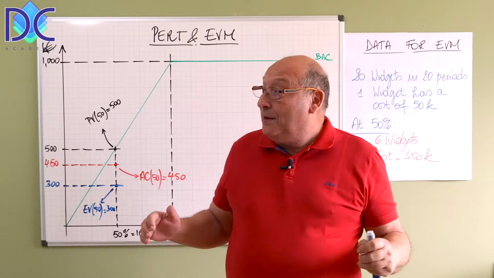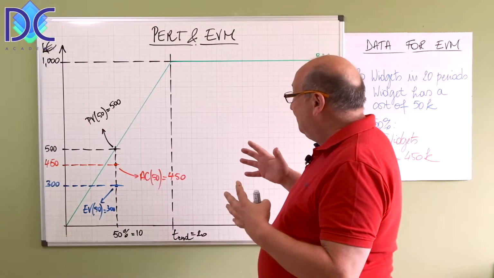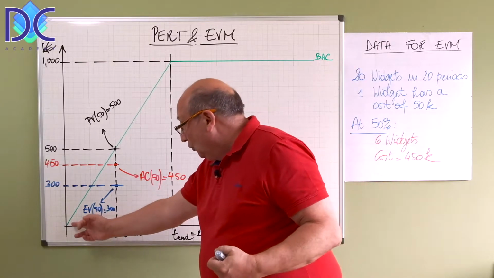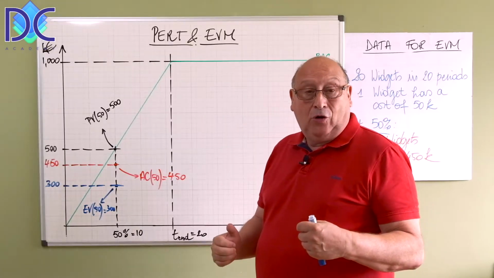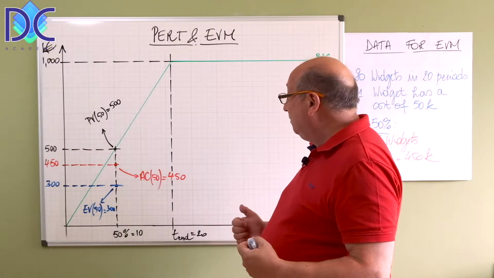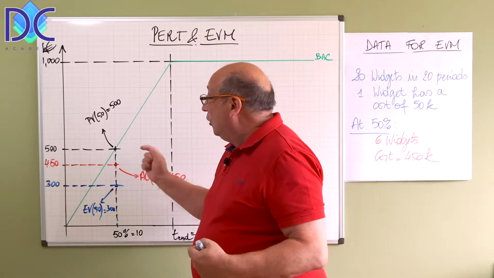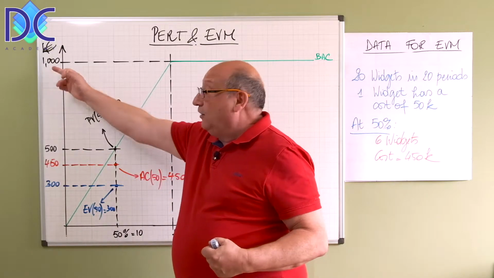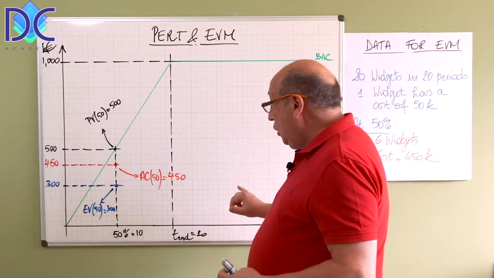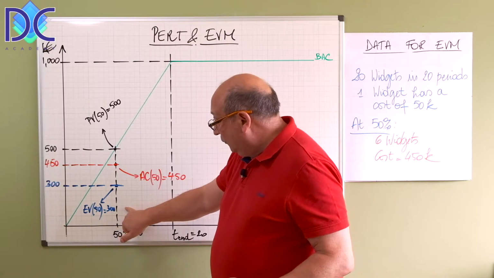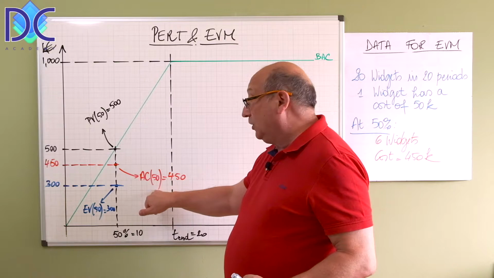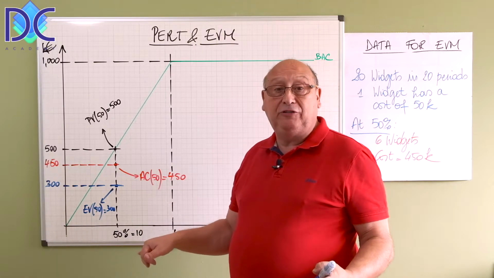Let's go back to my classical drawing, the lines. And what do I see? I have the evolution of the cost over time, like we planned it. It's a linear approach. We're at 50%, so we are at half, 500, and the budget at completion is 1000K. So there's the basic information. We calculated that the earned value at 50% is 300K, and the actual cost at 50% is 450K.